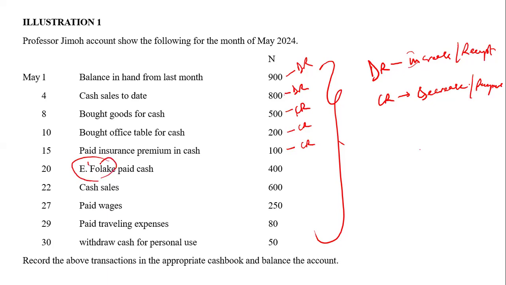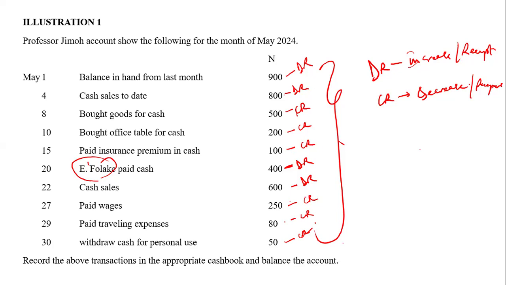If Folake paid cash, if you look at it, this is Professor Jimo's account. Paid cash means that we collected cash from Folake. Are we there now? Cash sales is also a receipt. Paid wages, that is a payment. Paid traveling, that is a payment. Cash for personal use, that is a payment. Now, having done this, we can see that all the ones that are received could be added, and then with the deducted payment, we can get the balance.